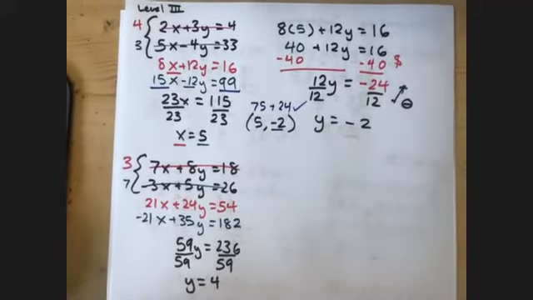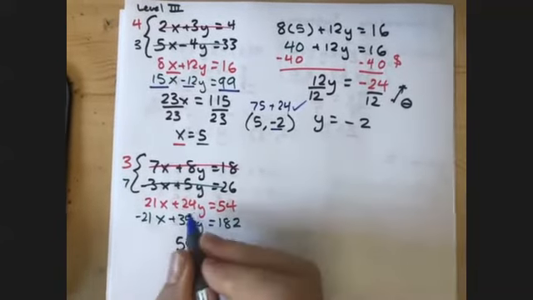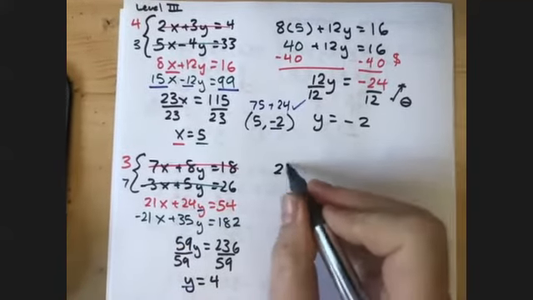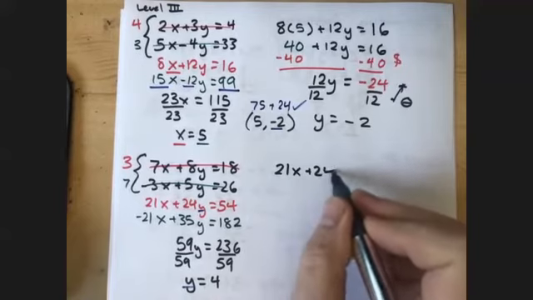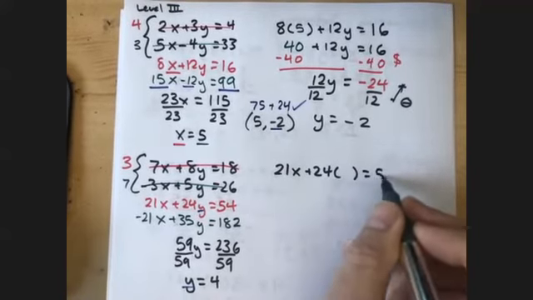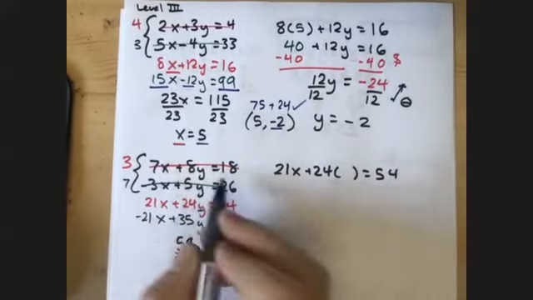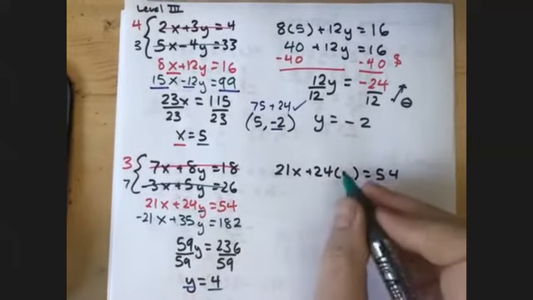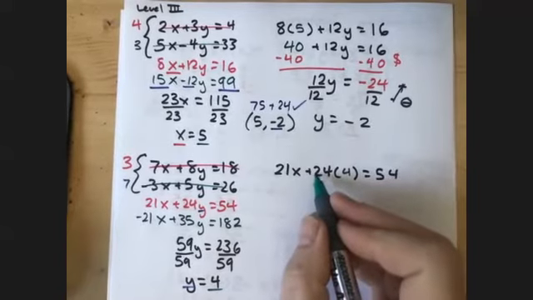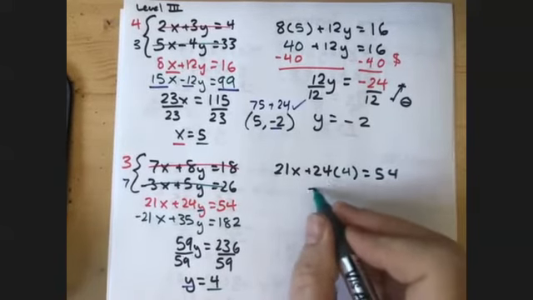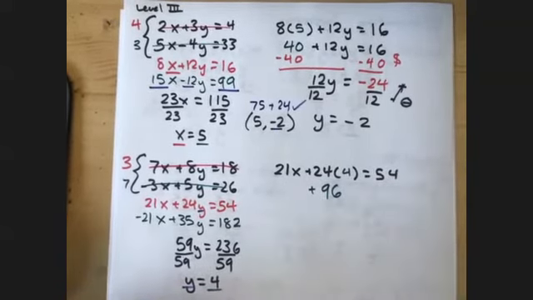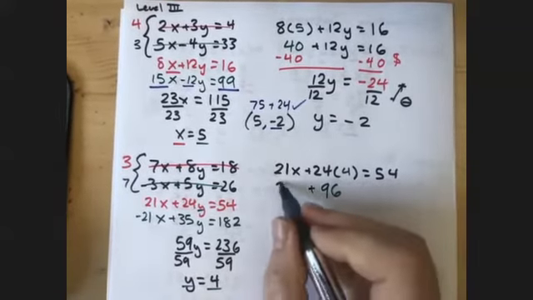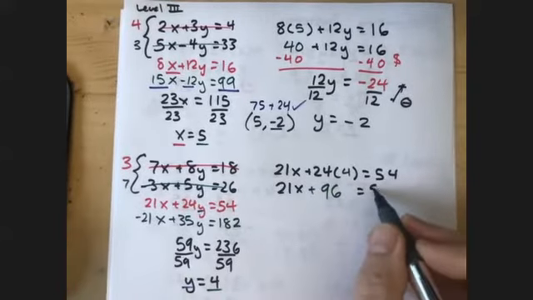Use a calculator if you're unsure. I'm going to take my y, plug it in here. So I get 21x plus 24 times 4 equals 54. Now you could plug back into the originals because they're smaller, but whatever, it's up to you. Plug in the 4. 4 times 24 is going to be 80 plus 16. That's positive 96. Bring everything else down. And 21x and my 54.